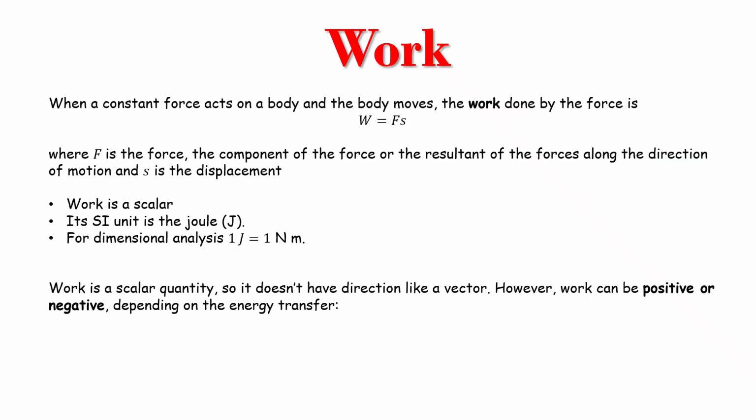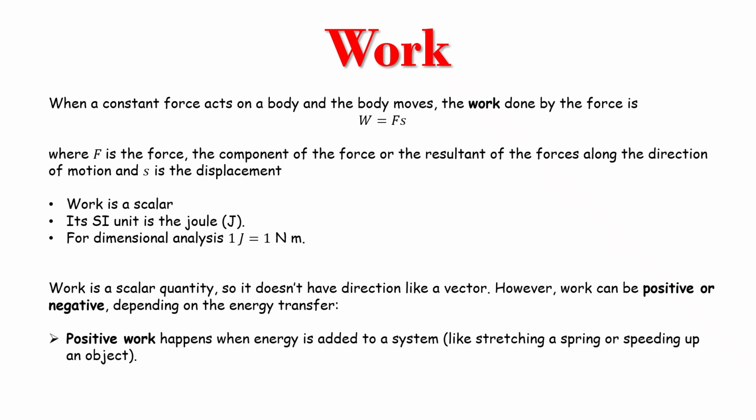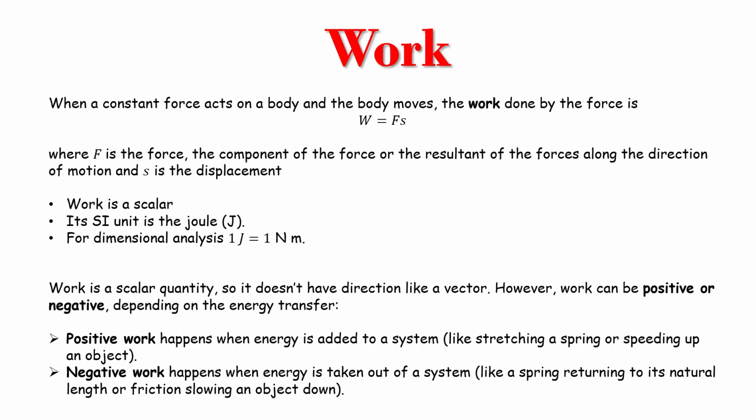So work is a scalar, so it doesn't have direction, but we can have positive or negative work depending on the energy transfer. That's really important to understand. Work is scalar, but we can see positive and negative work. Positive work happens when energy is added to a system. Think of stretching a spring or an elastic band or speeding up an object. And negative work happens when energy is taken out of a system. Imagine a spring returning to its natural length, or friction slowing an object down.